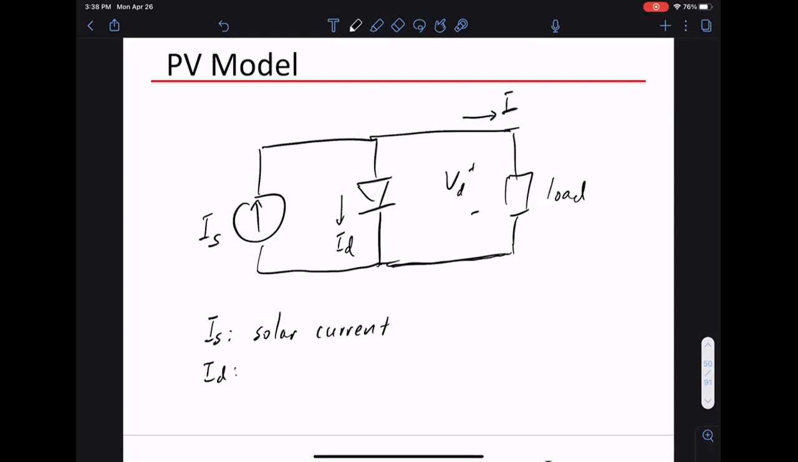ID is the forward current. There are two things going on within the panel. One is there's some total amount of current we can have. Then there is a current through the diode.